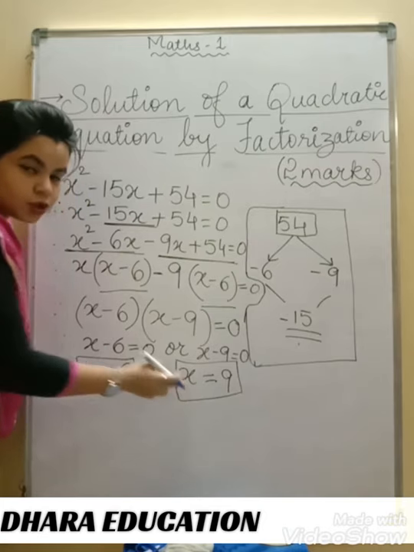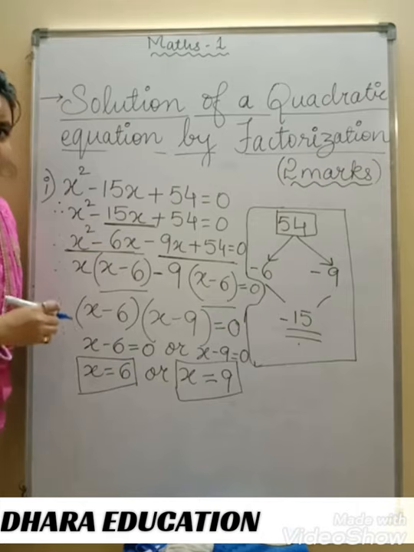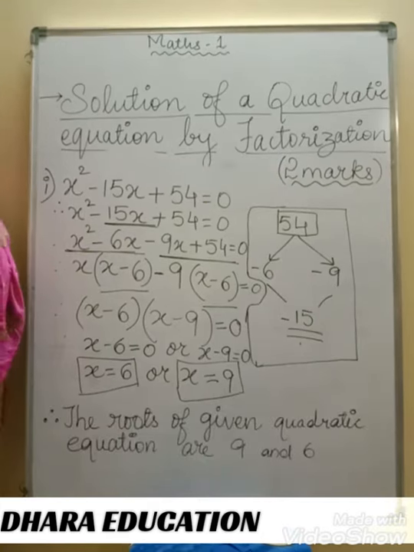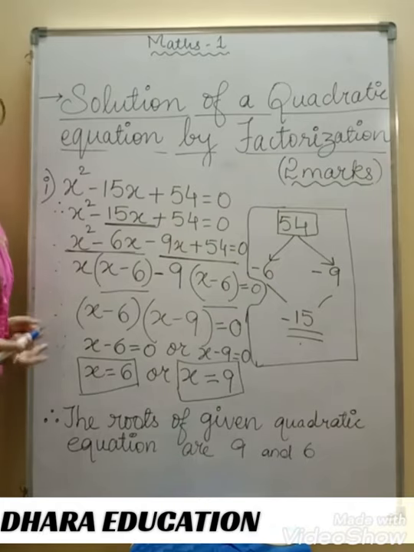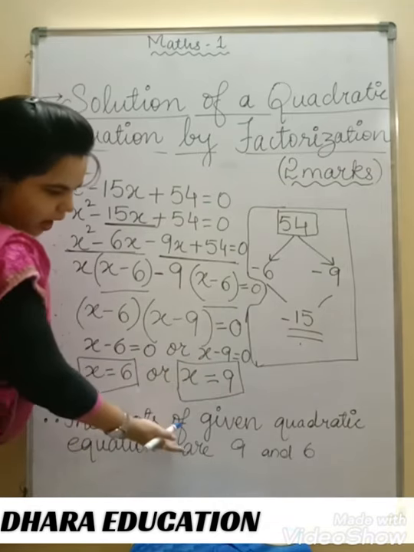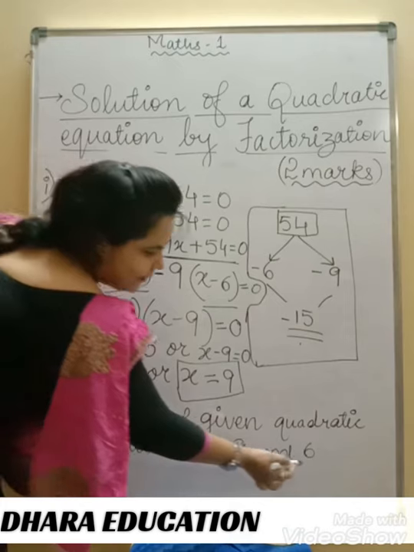Okay. So the last statement you have to write, which is very important for the sum, is that the roots of the given quadratic equation are 9 and 6.